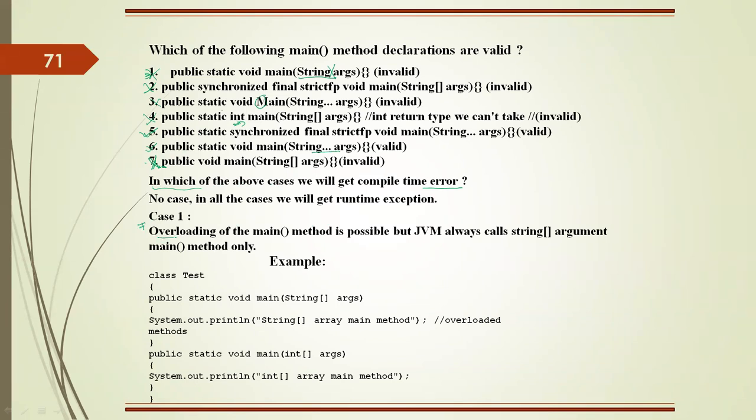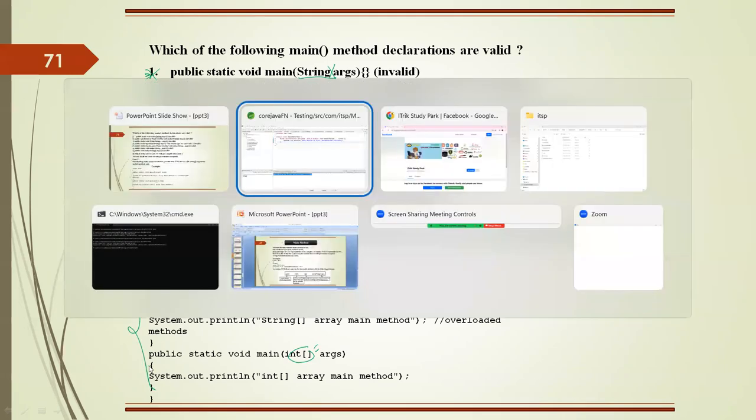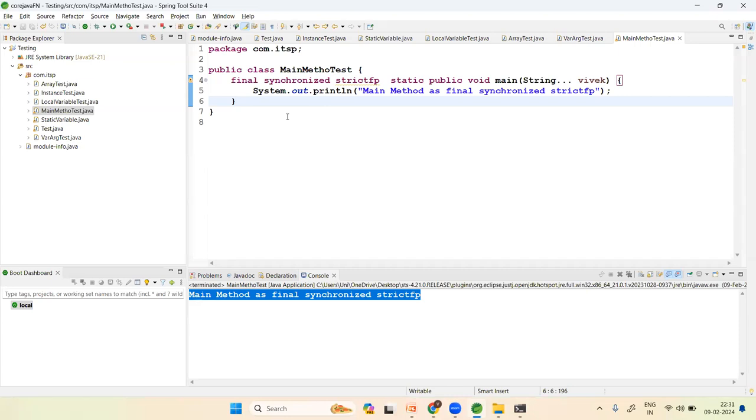Case number one: overriding of main method is possible, but JVM always calls the String argument main method only. So JVM is calling only the main method with that String array. Other than that String array, it won't call. Suppose if you use this, it won't call. Let's see this example in the IDE. So this combination is valid.